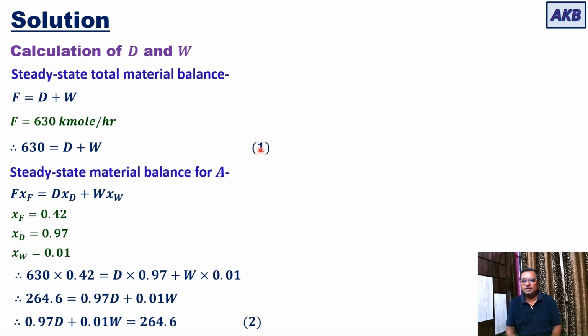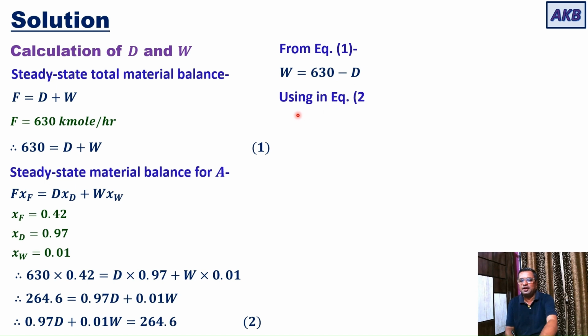So you have equation number 1, you have equation number 2. There are two equations and there are two unknowns. Which are these unknowns? D and W. So these two equations, they can be solved simultaneously to get the values of unknowns. So for that, what I will do, from equation number 1, I will write equation for W. So from equation 1, W will be 630 minus D. And now I am going to use this in equation number 2.